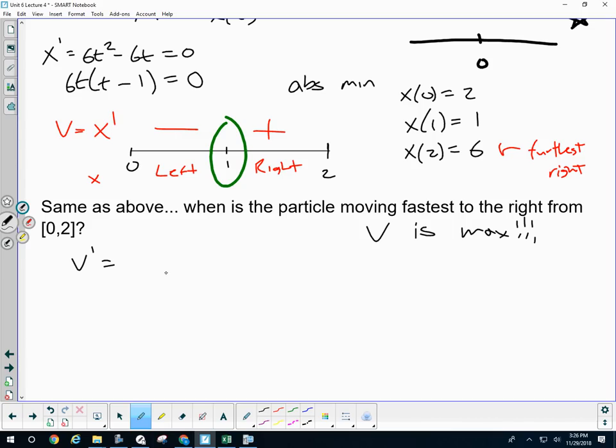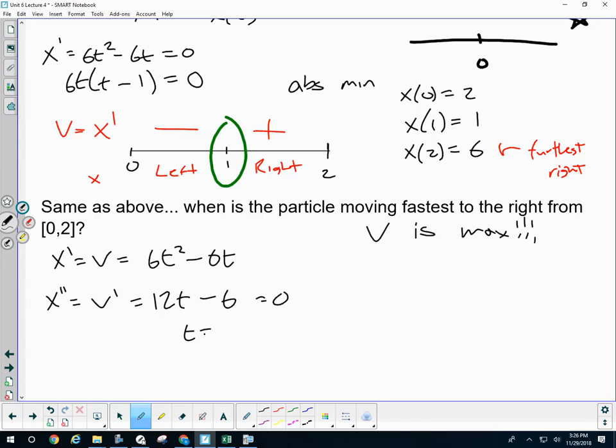Now, I already know what v is. We'll start by writing that down. X prime, the first derivative of position, is velocity. That was 6t squared minus 6t. X double prime, which is v prime, is 12t minus 6. Now notice I didn't even write a because I don't want to think about acceleration because sometimes it'll confuse me. I'm just thinking about the derivative of velocity. I set this equal to 0. I get t is equal to 1/2. Okay. Seems to be that's my answer, right?